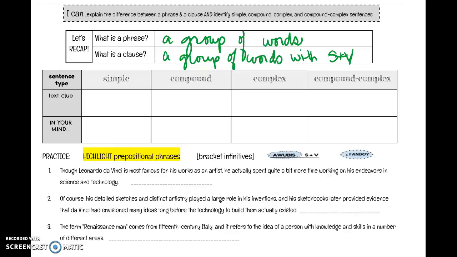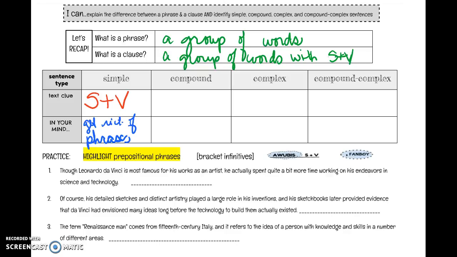A simple sentence, we said, pretty simple, is just a subject and a verb. That's what we're looking for. In our mind, as we're working, we should be getting rid of all those extra phrases. So get rid of phrases, get rid of prepositional phrases, get rid of infinitives, identify your subject and your verb, look for any appositives and ignore them.